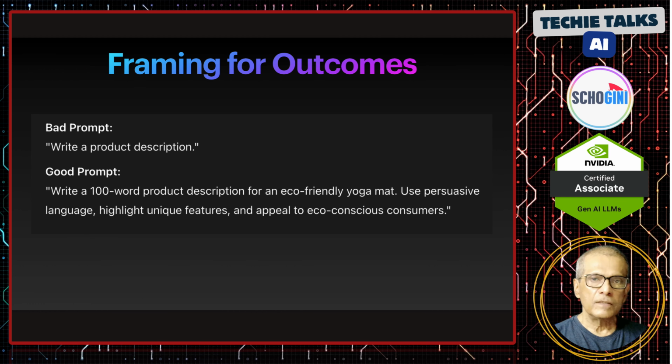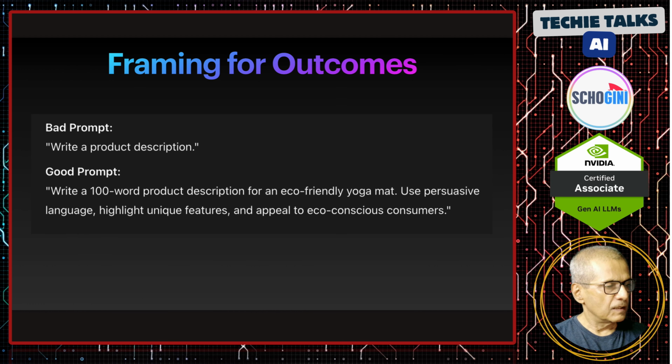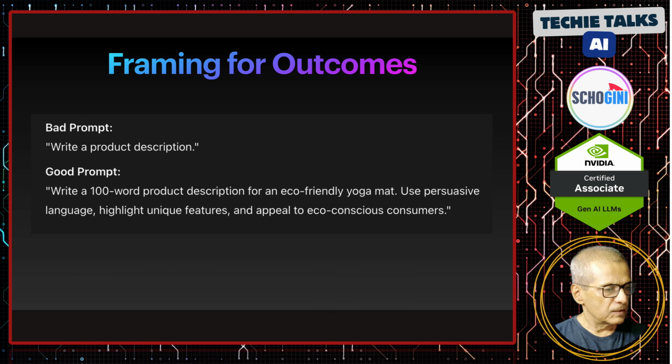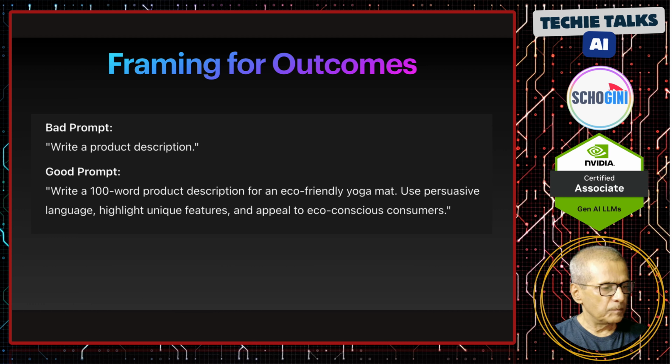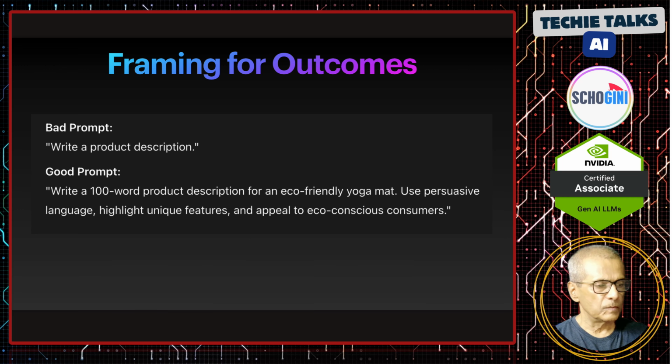Next, framing for outcomes. Write a product description. Instead, we can say, write 100-word product description for an eco-friendly yoga mat. Use persuasive language. Highlight unique features and appeal to eco-conscious consumers.